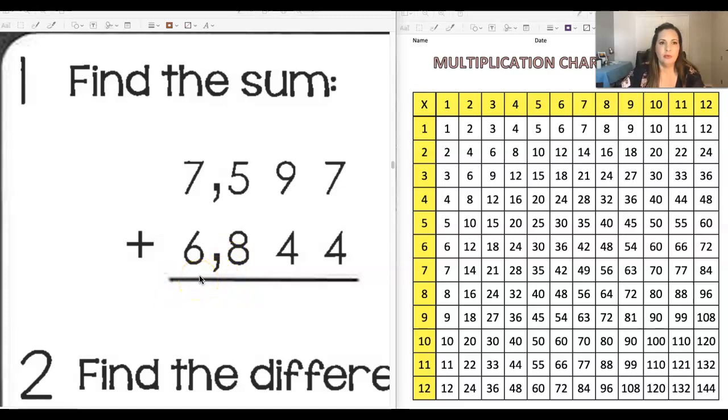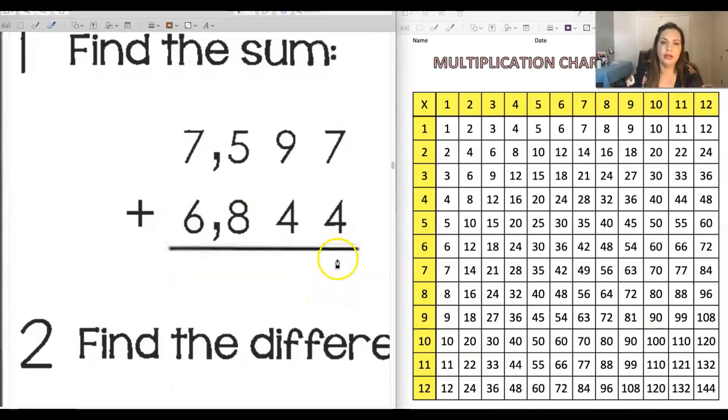Let's start with number 1, finding the sum. Sum is the answer in addition. 7 plus 4 equals 11. Put your 1 down, bundle the other 10 ones, and move it to the tens place. 1 plus 9 equals 10. 10 plus 4 equals 14. Write down your 4, bundle the other 10 tens, and move it to the hundreds place.